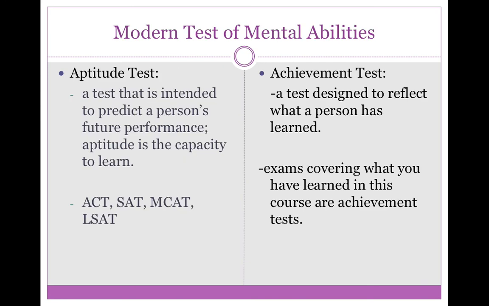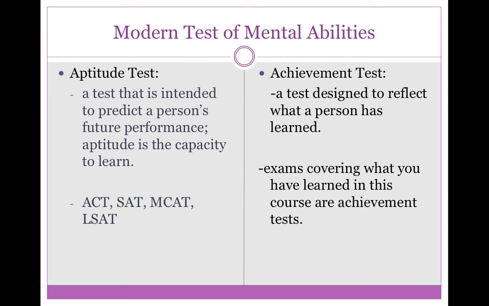Some modern tests of mental abilities include aptitude as well as achievement tests. And you need to know the difference between the two. If we're talking about an aptitude test, it's a test that's intended to predict a person's future performance. Aptitude is our capacity to learn. Some of the most famous aptitude tests that many of you have taken, if not once, twice, some of you even 3 times, is the ACT. The ACT is an aptitude test that is a very good, consistent indicator of college performance and success in college. If you get a very high ACT score, it's likely your grades will be higher in college than that of someone who scores low on the ACT. They are going to struggle and their grades are going to be lower.